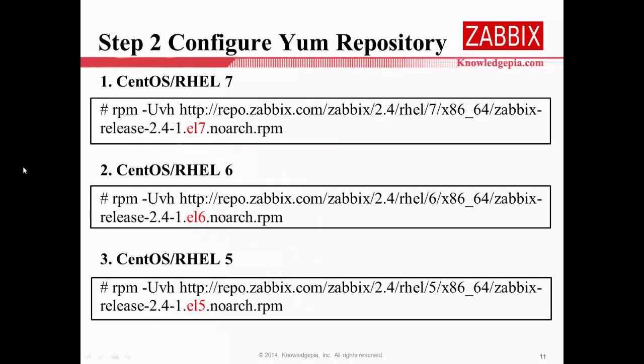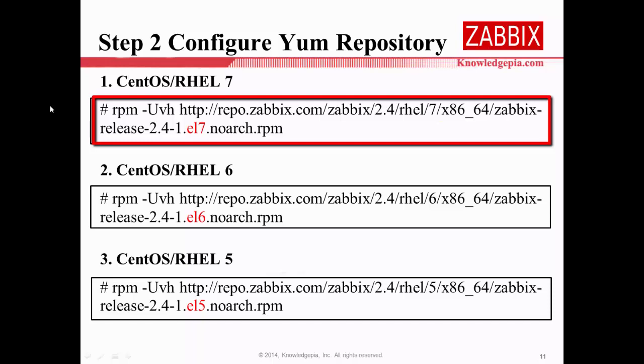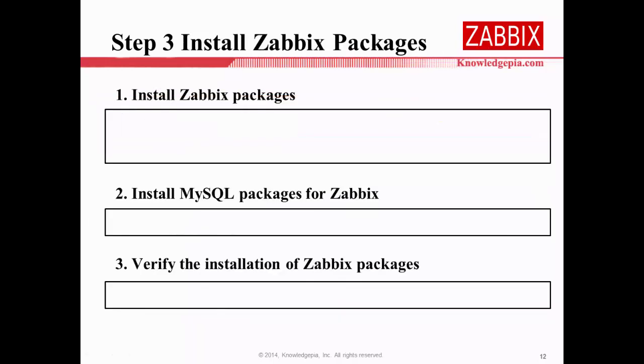Step 2, configure Yum repository. So here I show you, here you can check 3 kinds, the CentOS and RHEL versions 7, 6, 5. In my case, I will use CentOS 7. Step 3, install Zabbix package. Now you are ready to install Zabbix packages.